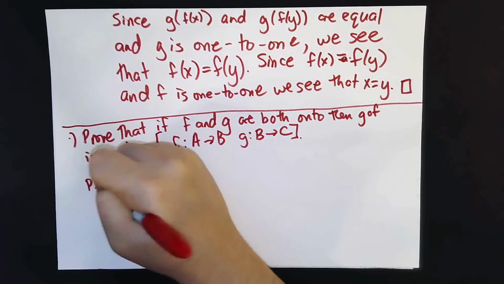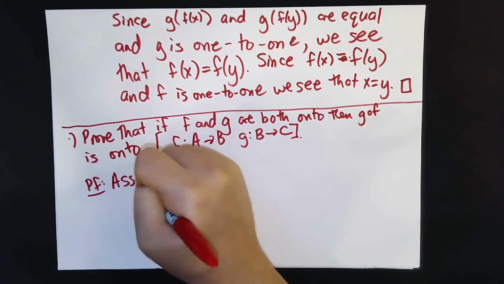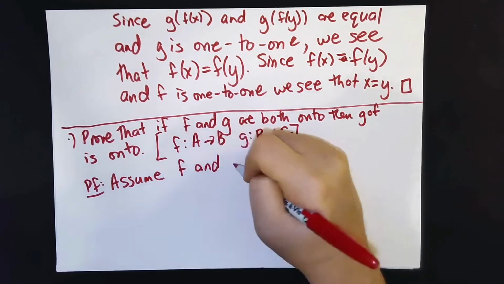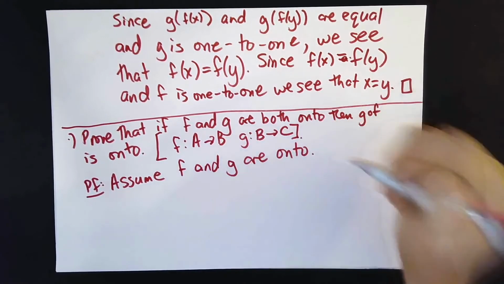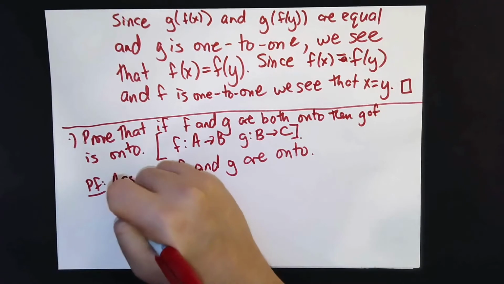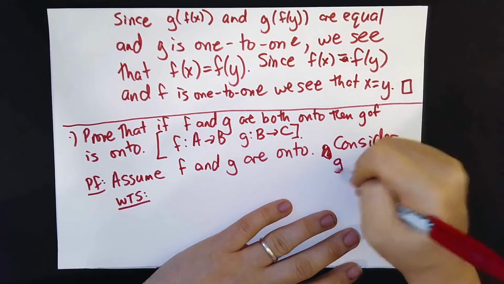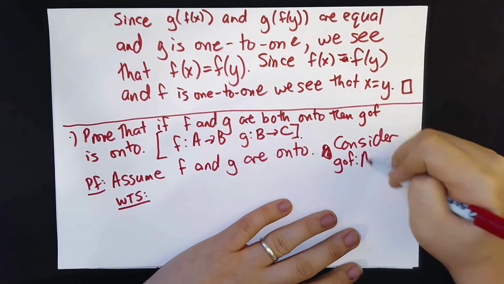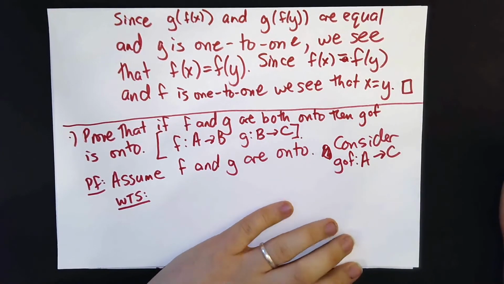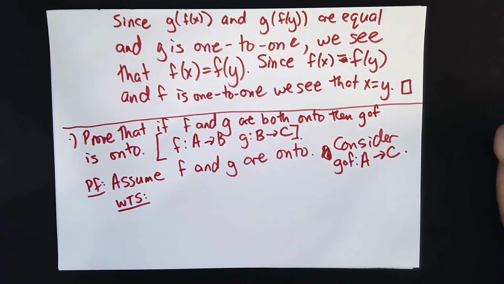So, to prove this, we're going to start, just like before, by assuming that we have these functions and that they're both onto. Okay, what is it I want to show? Well, remember again that g of f is going now from A to C, and what I want to show is that this function is onto.